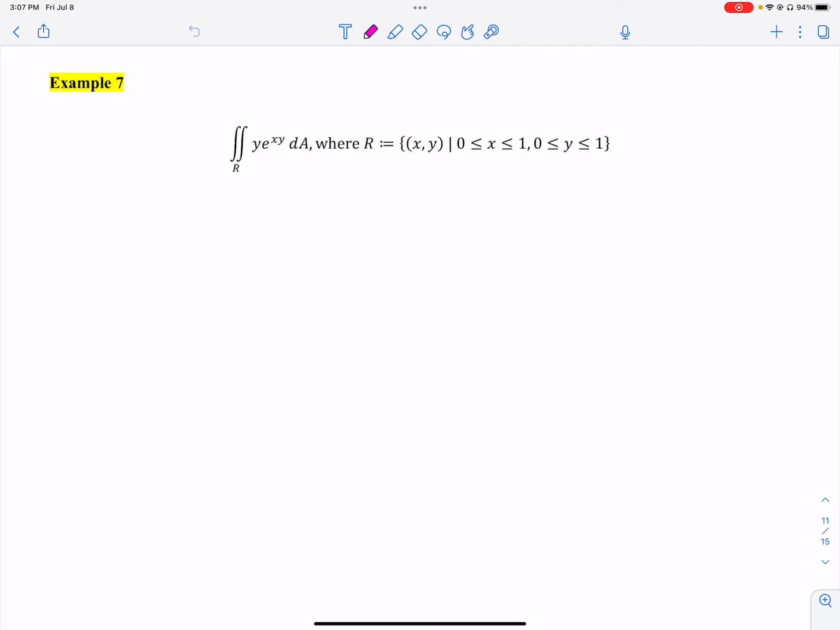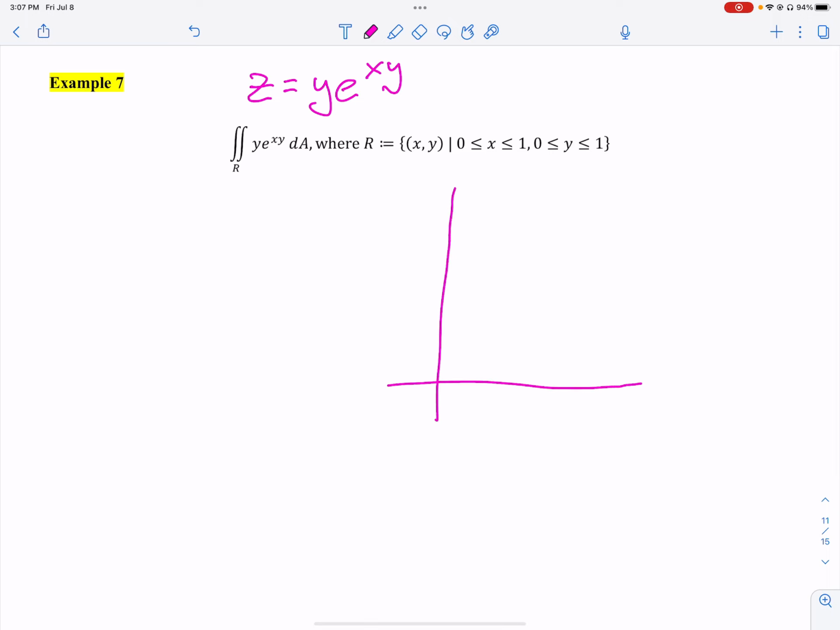In this video, we'll finish up our discussion of section 14.2 over iterated integrals or double integrals with a few more examples. All right, so we are doing a double integral. We're finding the volume underneath the surface y times e to the xy. And the region is, okay, we can see that it's going to be a rectangular region. This looks like, I think, the last example in this series.